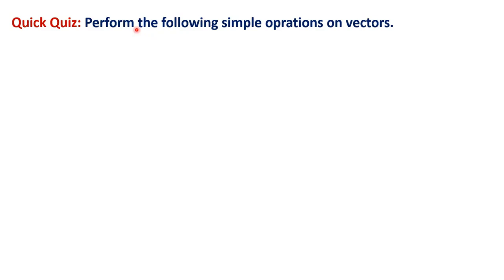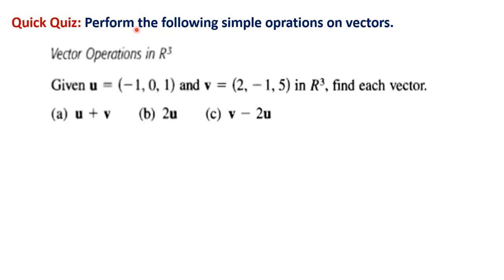to just check your knowledge of these previous operations. For example, you have these two vectors, and these are three-dimensional vectors, and they belong to R3, and you are asked to find each of these. So first, you are asked to find u plus v.